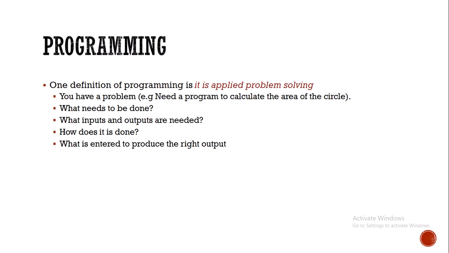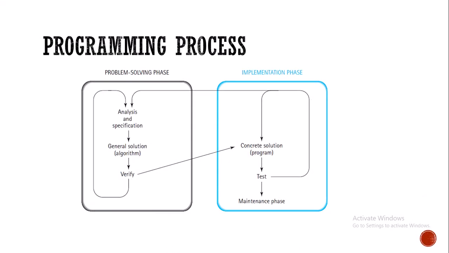You have a problem, for example, you need a program to calculate the area of a circle. What needs to be done? What inputs and outputs are needed? How is it done? What is entered to produce the right output? These questions are answered in the whole programming process. We have discussed the programming process in detail in our previous video. The programming process consists of two phases, the problem solving phase and the implementation phase. If both these steps are followed as instructed, it leads to successful program development.